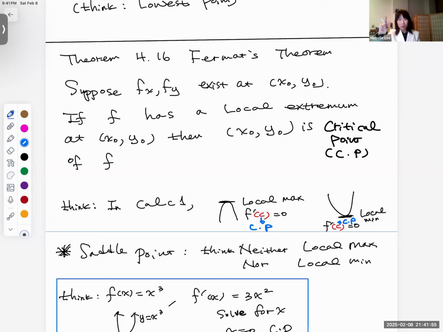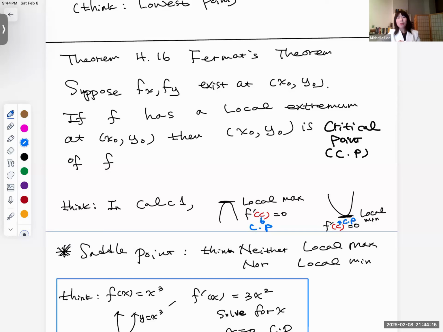So critical points are the local maximum or minimum? No, we cannot say that. A critical point is not necessarily a local minimum or maximum. We say that a local maximum or minimum is a critical point. Because we learned in calculus 1, right? It might not have a local maximum or minimum at the critical point, right?